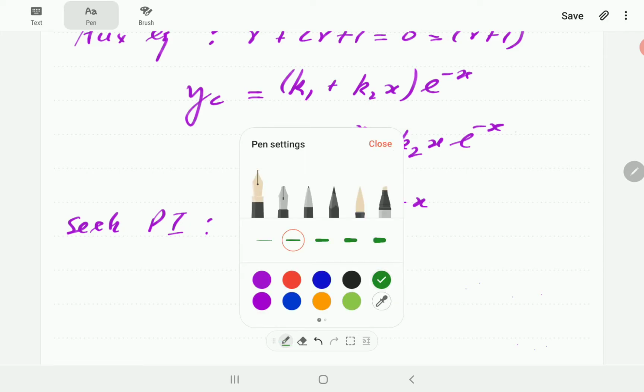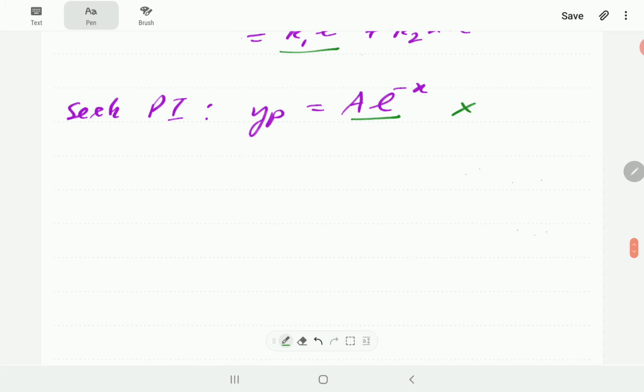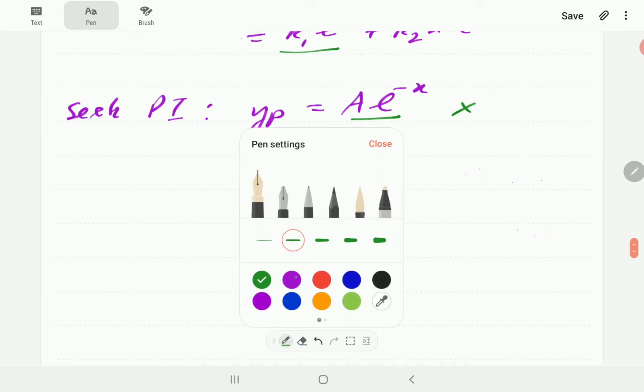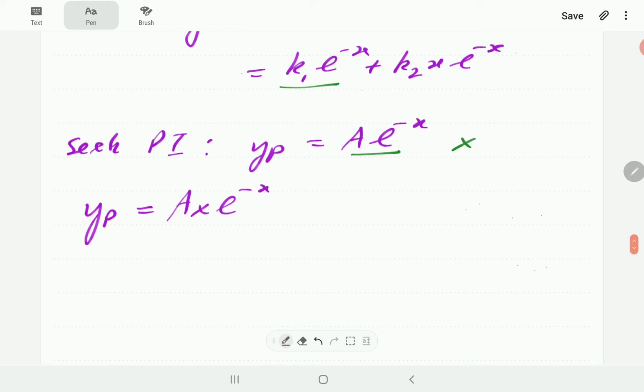Now at this point we need to compare this with the terms of yc. And we can see that this term is exactly the same form as the first term of yc. So that means that is not going to work. So we need to multiply through by x. Multiply through by x, we're going to have a x e to the minus x.